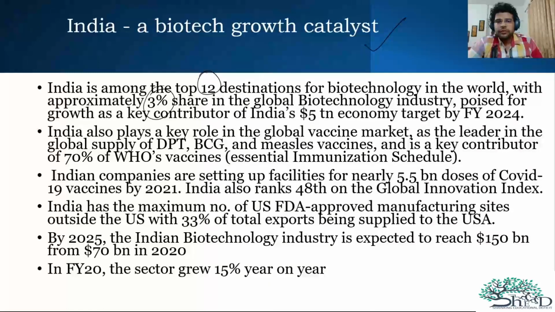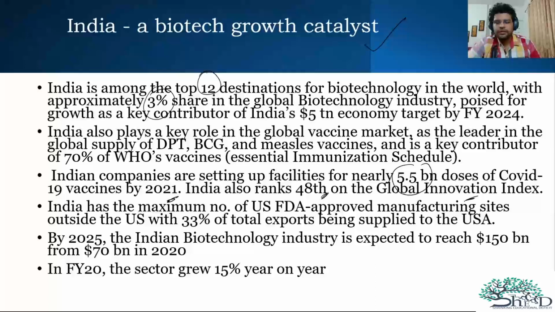India is also a very important player in the global vaccine market. It leads in the supply of DPT, BCG, and measles vaccine, and it is a key contributor of 70% of WHO vaccines, right? Especially the immunization vaccines. Then Indian companies are setting up facilities for nearly 5.5 billion doses of COVID-19 vaccine by 2021. It's a huge number. India also ranks 48th on the Global Innovation Index. India has the maximum number of US FDA approved manufacturing sites outside the US, which is a very good number.